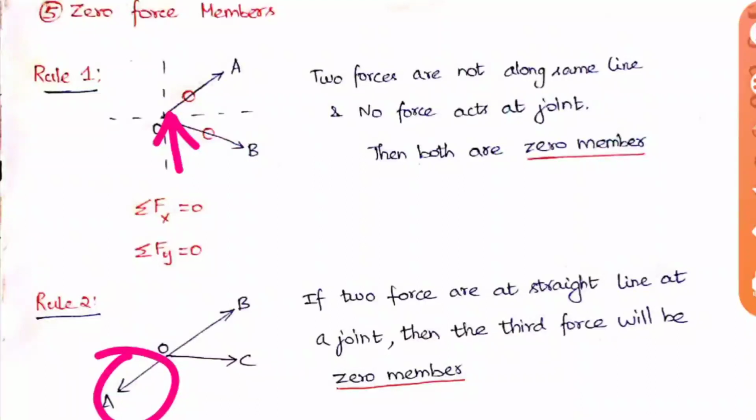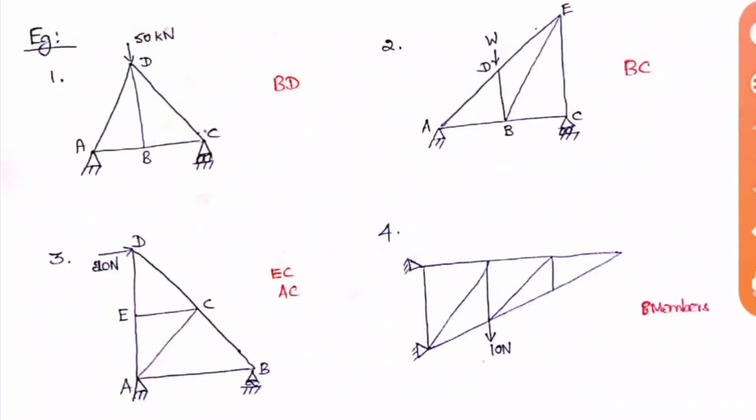By applying this, we will be solving some examples now, so that the concept will be clear. So we will see the first example. Here a simple truss is given and they have asked how many zero force members are there in this truss. Okay, so let us start from the joint. Here a reaction will be there and here also a reaction will be there.